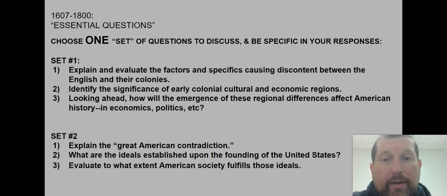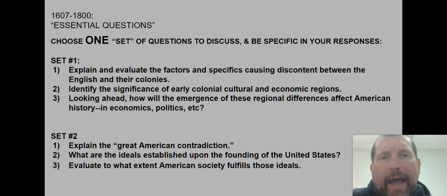Set number 1, you're going to be talking about the factors and specifics causing discontent between the English and their colonies. All those factors that, when I put up the Cartman image, angered the colonists so much that they just had to declare independence. You want to identify why the early colonial regions were culturally and economically significant. So what are those regions? You have to define that and explain why they're significant.